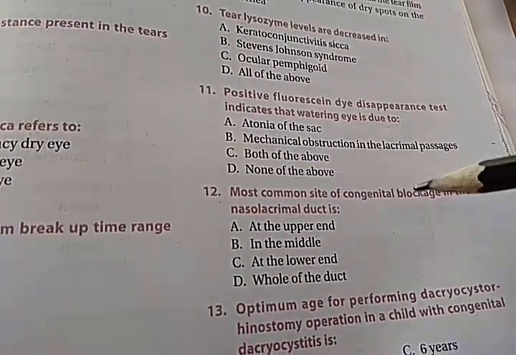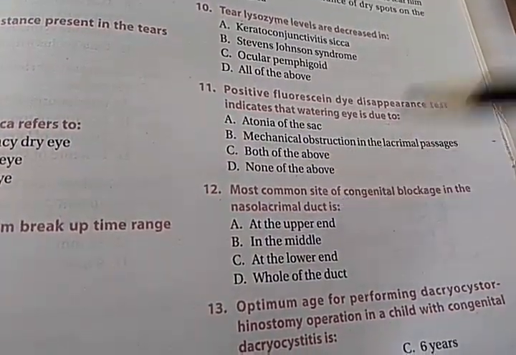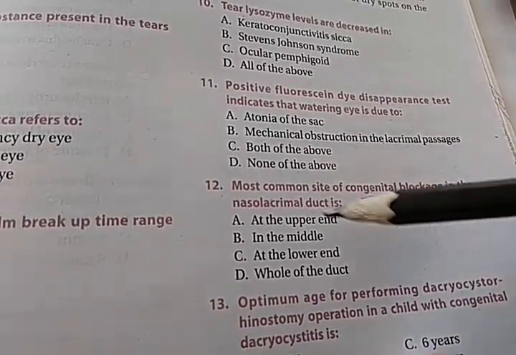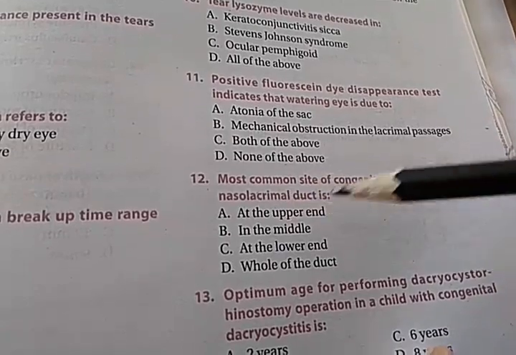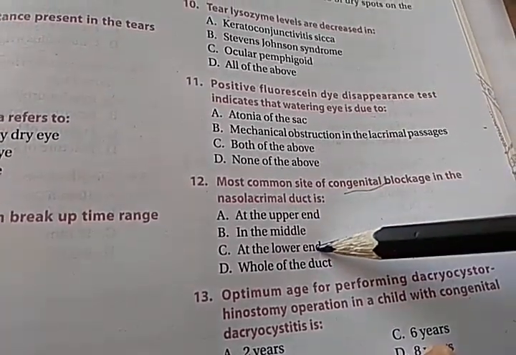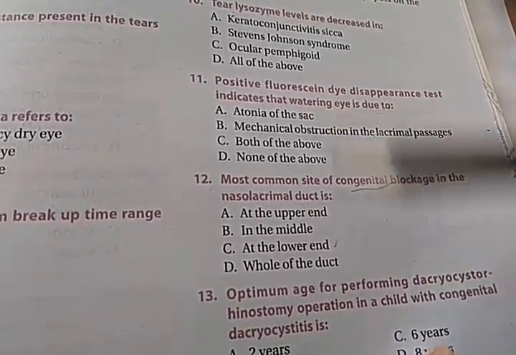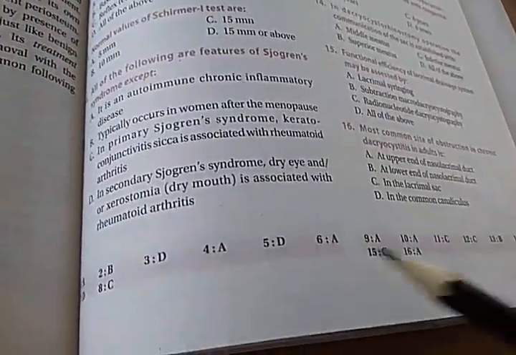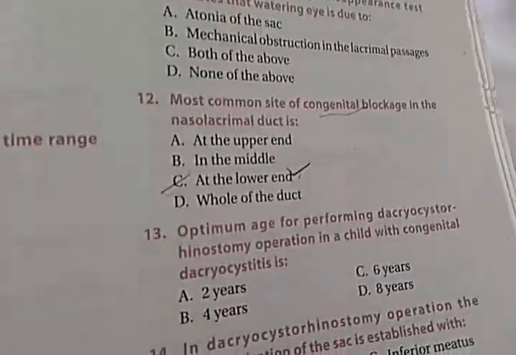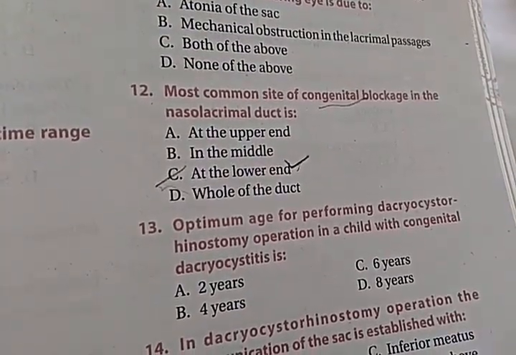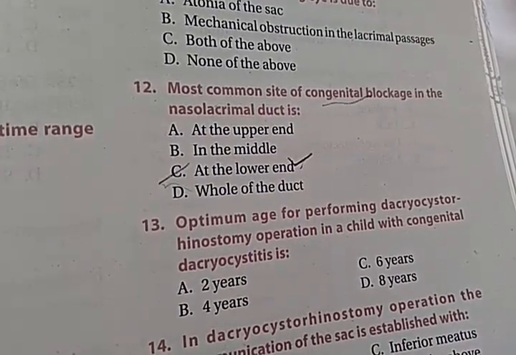Most common site of congenital blockage in the nasolacrimal duct. Congenital blockage means what? Where will it be? What do you think? I feel it's in the lower end. Somehow I feel it's that valve or something. Where is the answer? C. Oh, it is not what I said. C only, right? What is C? Yeah, I said lower end. So that's correct. Yes, at the lower end. So that is the most common site of congenital blockage in the nasolacrimal duct.